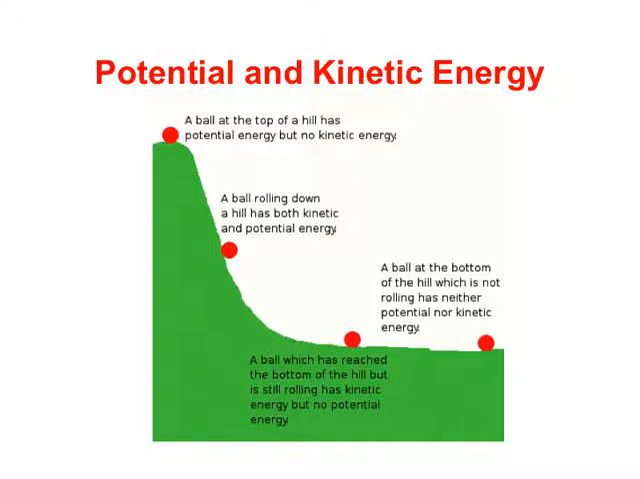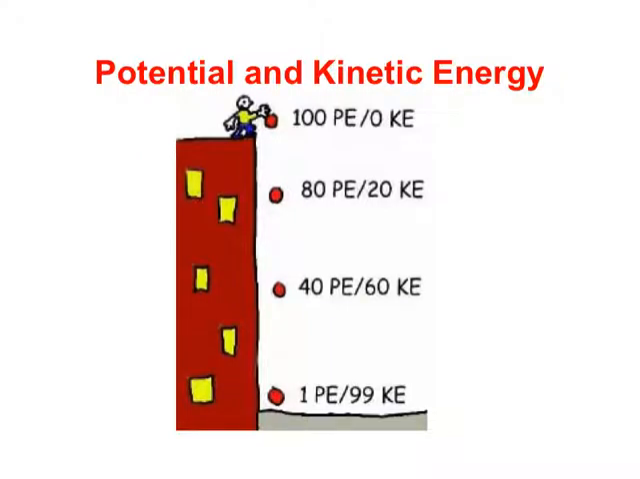It has stopped. Okay, let's look at this guy that's on top of the building and he's holding a ball. As he's just holding it there, it's got 100 potential energy and 0 kinetic because he's just holding it. Now, as he drops it, you can see the potential energy starts to go down because it went from 100 to 80. Now, look what's happening to the kinetic. It's going from 0 to 20. So the kinetic energy is increasing and the potential energy is decreasing.